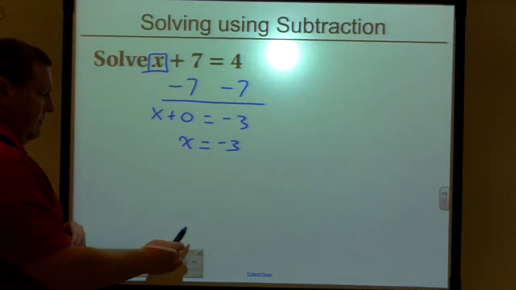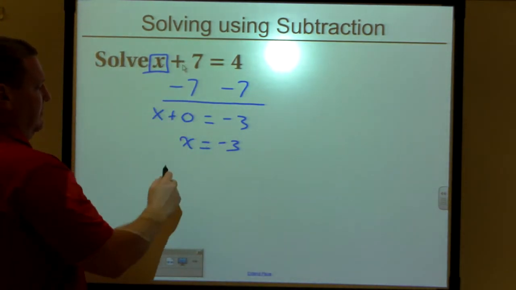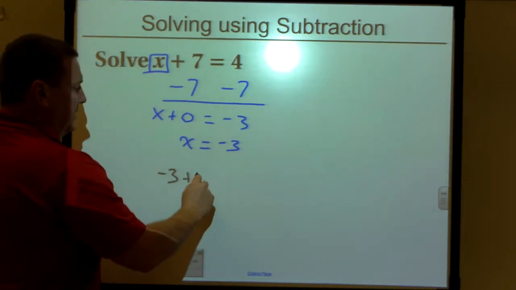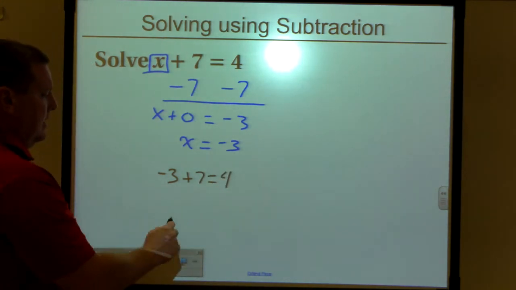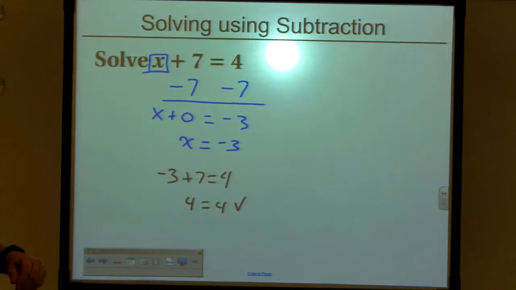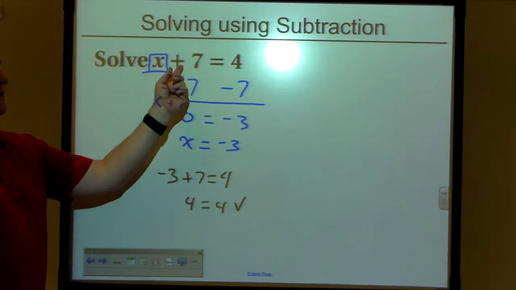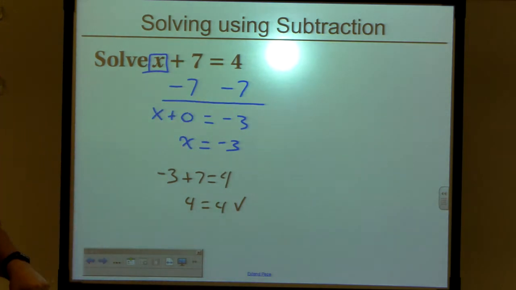And to be certain that you did it right, what you should do is take this negative 3 and substitute it back in place of x. Negative 3 plus 7 is equal to 4. And we get 4 is equal to 4. And it does check out. Okay, so subtraction is the inverse operation of addition. So if you see a plus, you're going to undo that with minus.